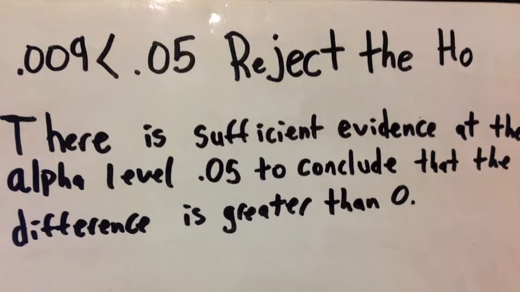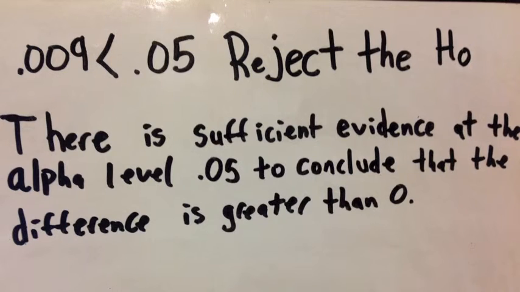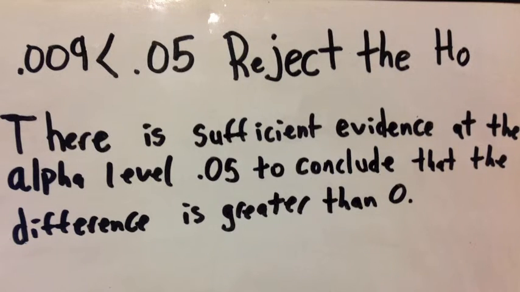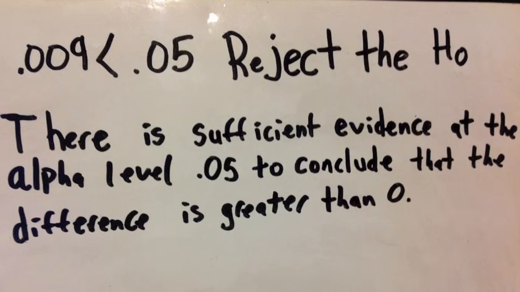Because our p-value is less than our level of significance, we are to reject the null hypothesis. Therefore, in conclusion, there is sufficient evidence at the alpha level of 0.05 to conclude that the difference is greater than 0.